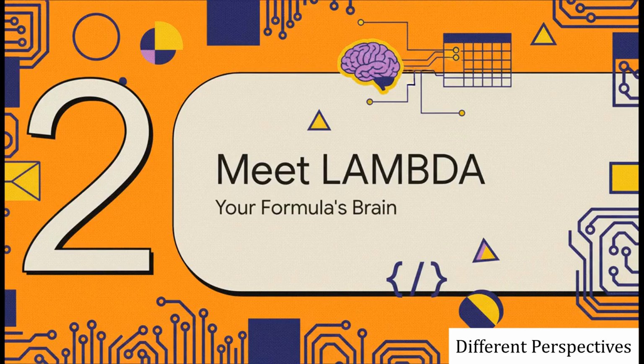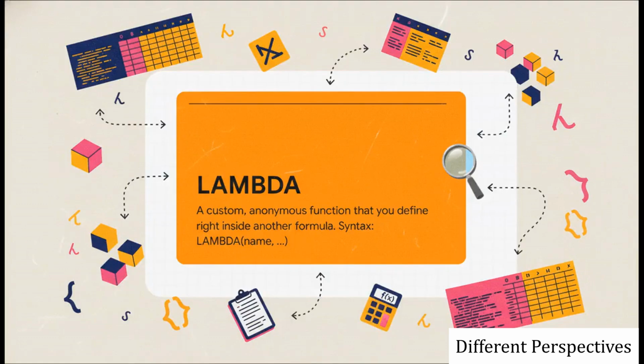Now, I know, the name sounds a little intimidating, like something out of a dense computer science class, but the idea behind it is actually incredibly simple. It's the first major piece of our modern solution. So what is it? A LAMBDA is just a way to create a tiny, custom formula template. The syntax is super straightforward. First, you give it a name, which is really just a temporary placeholder for a value, and then you write the formula expression, which is just the calculation you want to perform on that placeholder.